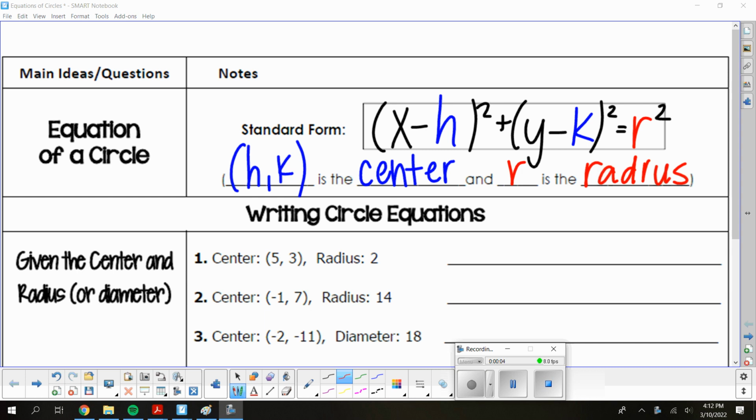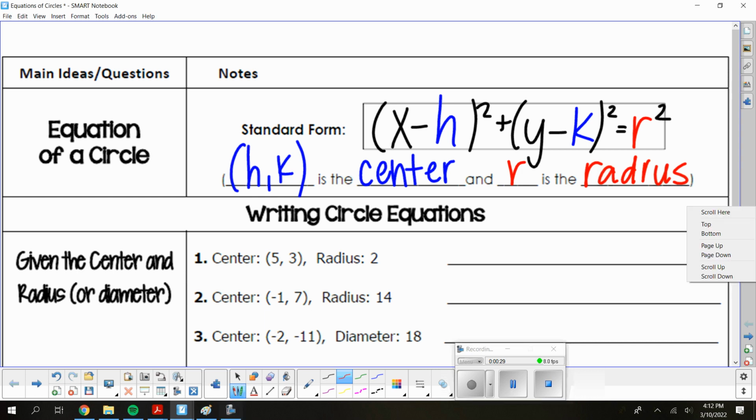Today's lesson is going to cover the equation of a circle, and we are on pages 5 and 6 of your note packet. So the equation of a circle is (x - h)² + (y - k)² = r². The point (h, k) is the center point, and r is the radius of your circle.